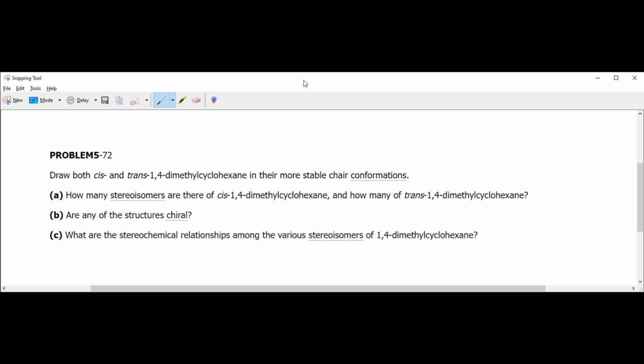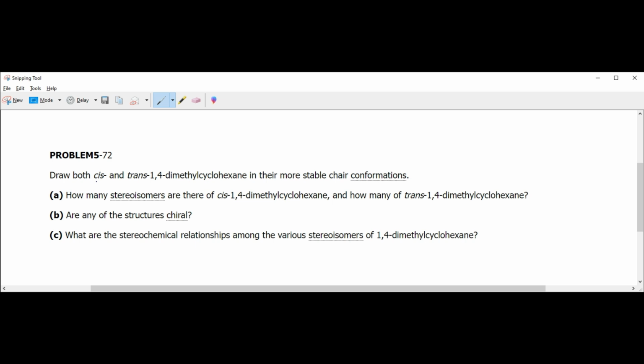Alright, we're doing problem 72 from chapter 5 of Organic Chemistry. This is going to be a question that involves a lot of concepts. I have not attempted this yet, so we're going to go through my thought process and see if we're able to actually get this done or not.